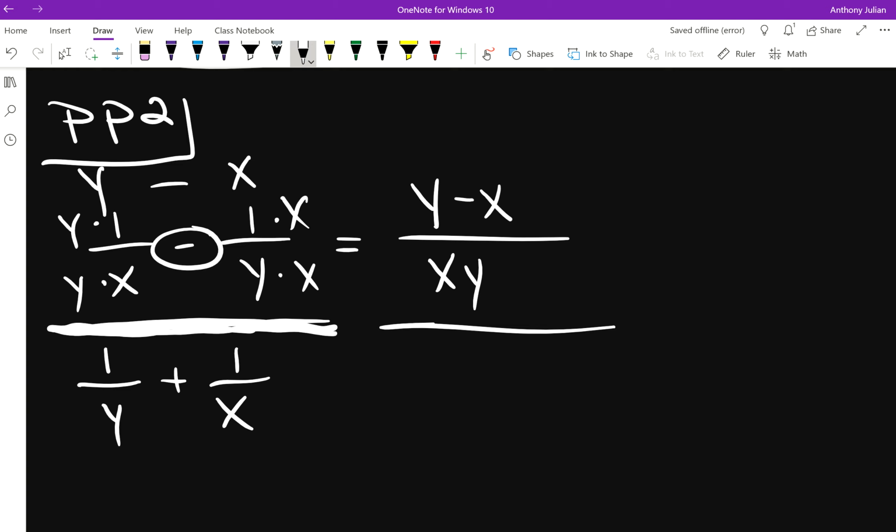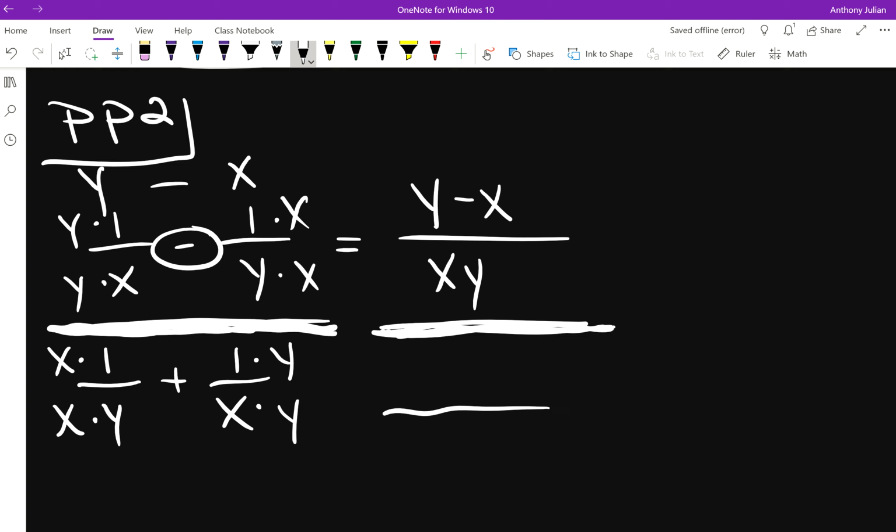Now I'm going to continue my fraction bar over here, and that's over this fraction in the denominator of 1 over y plus 1 over x. So it's the same thing, get the denominators to be the same. This y I'm going to multiply by x, top and bottom. And this x I'm going to multiply by y, top and bottom. And again, what we're going to have, another fraction bar here. My denominator is xy, and my numerator in the denominator is going to be x times 1 is x, plus 1 times y is y.